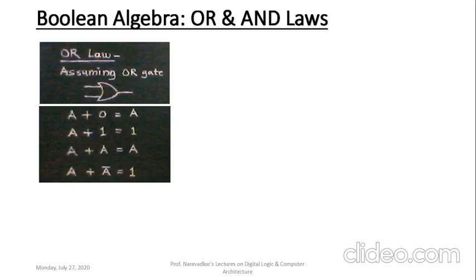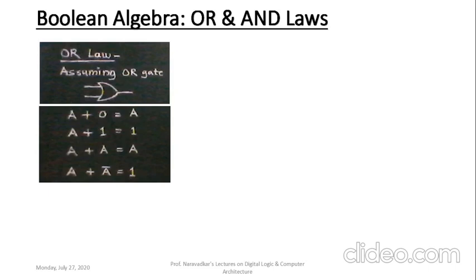Not to be confused. Then next will be A plus A bar, that is equal to 1. It clearly means that the inputs applied to the above shown OR gate are unequal. When A is equal to 0, A bar will be 1. So obviously the output is equal to 1 here. So this is about the OR laws, assuming the two input OR gate. The OR laws are clearly stated here.